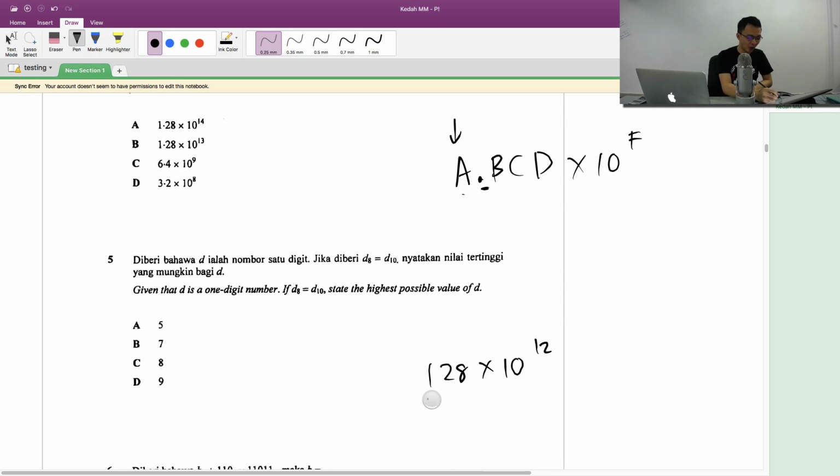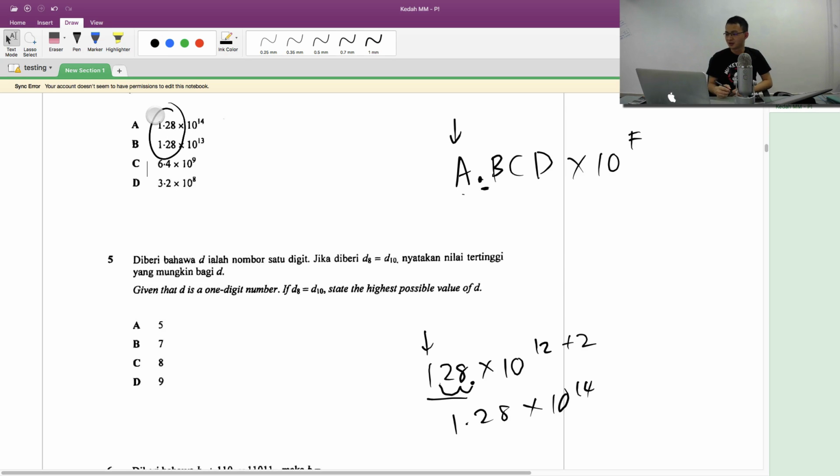But in this case, 128, there are 3 numbers. We can only have one number followed by a decimal. So your decimal right now is here, followed by a lot of 0s at the back. So we have to make this number between 1 and 10. Therefore, we have to move 2 decimal places. Whenever we move 2 decimal places, the power you have to plus 2. So in order to get 1.28 multiply 10 power 14. If you have 128, you can't find any answer here because we have no 128 here. So this is the reason why we have to move 2 decimal places. I hope I do make you understand.